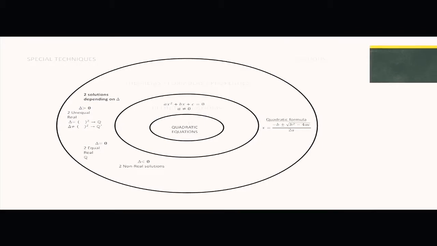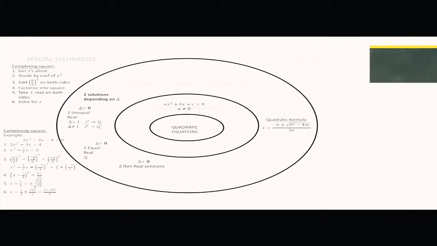Special techniques: completing the square. How do I complete a square properly? And then I also did an example of completing the square. Especially with a difficult technique like completing the square, don't just write steps, write an example. Methods. How do I solve a quadratic equation? Well, number one, I get rid of fractions. Number two, I get rid of brackets. Number three, I make it equal to naught. Then I factorize or use the formula, the zero product rule, and then I solve for x.